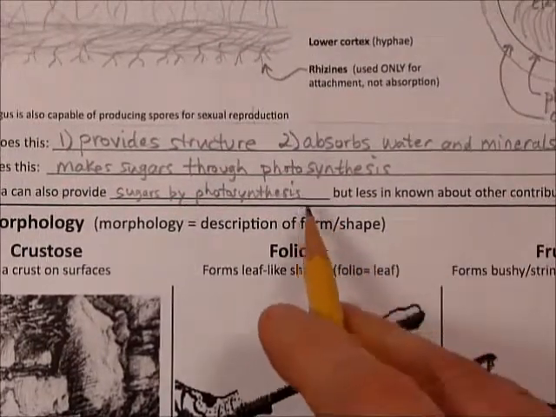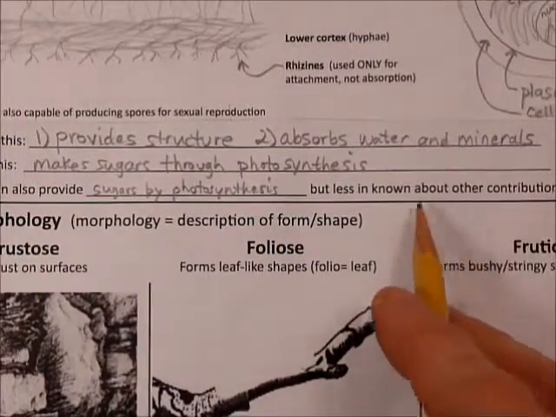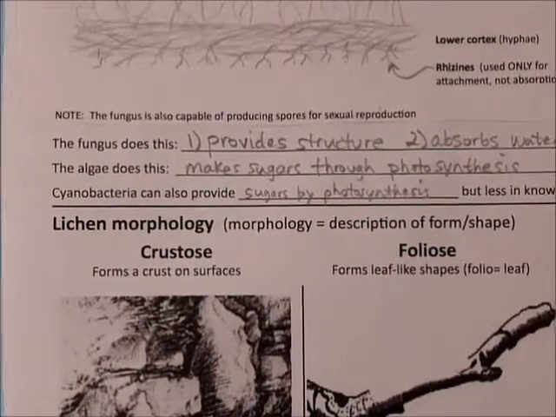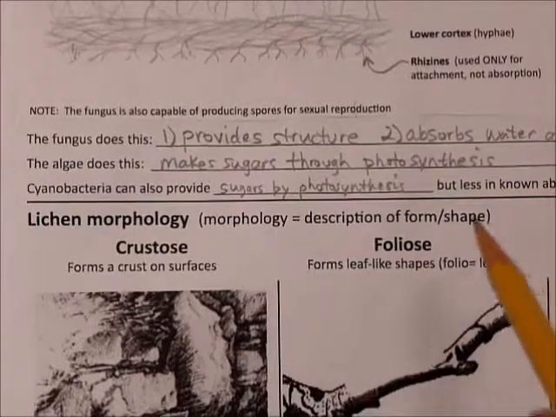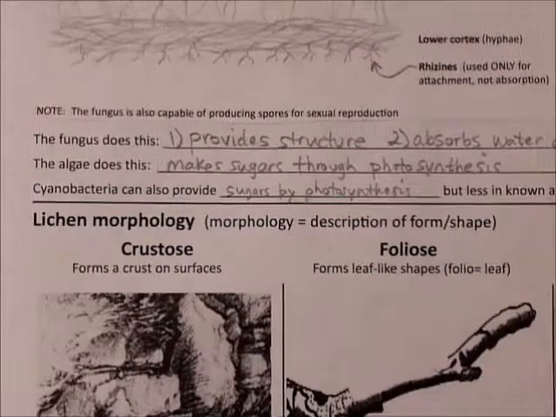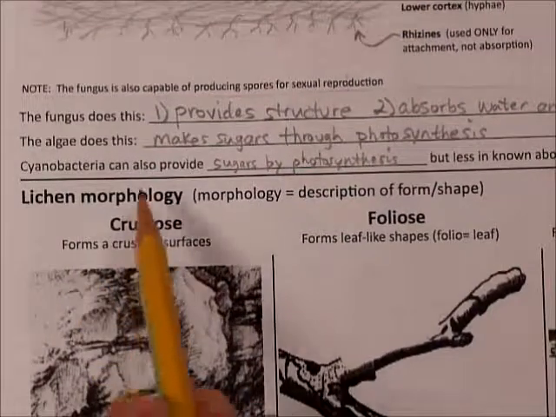And we don't know a whole lot. It might be doing something else, but we just don't know yet. Same thing if there's a second fungus in there. We're kind of not sure exactly how it plays its role, what it does, why it's there. So that's kind of cutting-edge research right now. And then we're ready to go down and look at morphology.